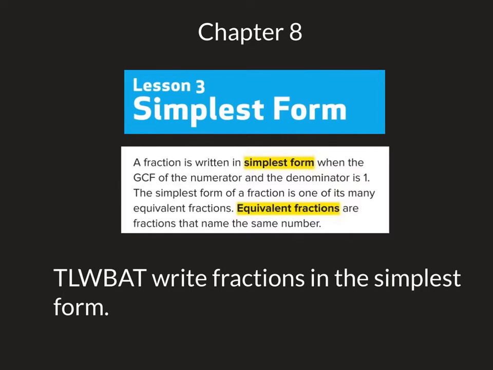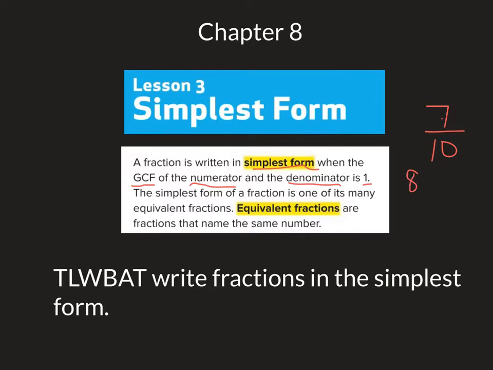So let's read this little definition here. A fraction is written in simplest form when the greatest common factor of the numerator and denominator is 1. Like if we have 7/10, the only factor these two numbers have in common is 1. So that means it's in simplest form.